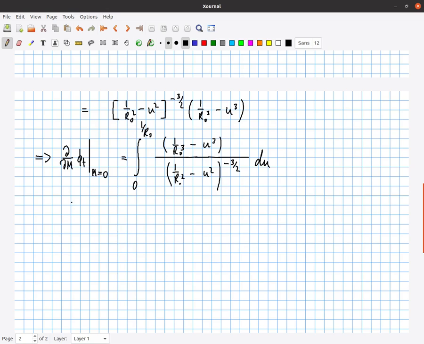And to solve this, let us set u equals 1/r0 sine of alpha. This gives us that du is 1/r0 cos alpha d alpha.